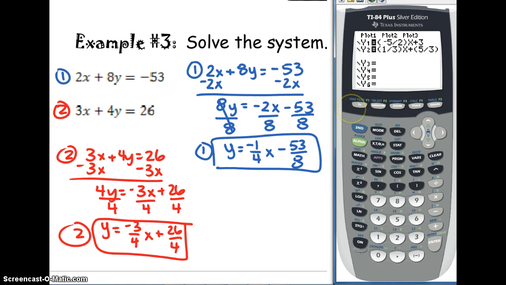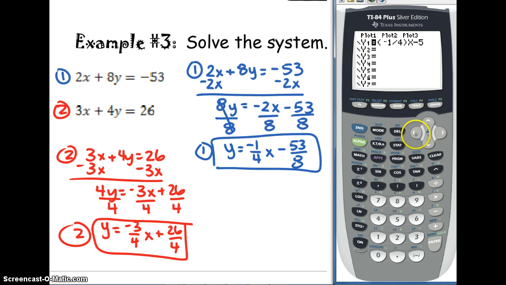Go to y equals again, clear whatever you have, and go back to y1. Let's put the first equation in parentheses, 1/4, close the parentheses, x. Ooh, I made a mistake. Look how silly I am. I put a negative divided by, so I have to go back and change that, or else the calculator is going to be so upset with me. -1 divided by 4, and then close the parentheses, x minus 53.